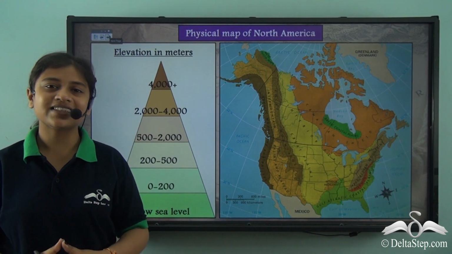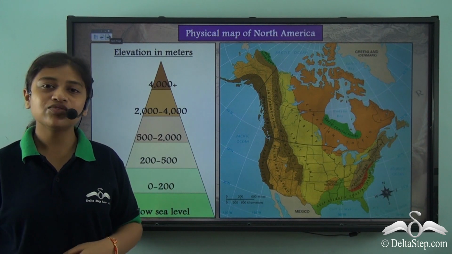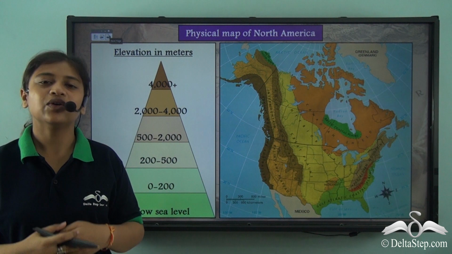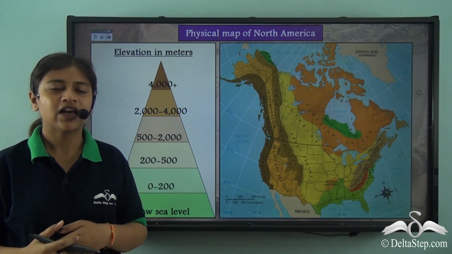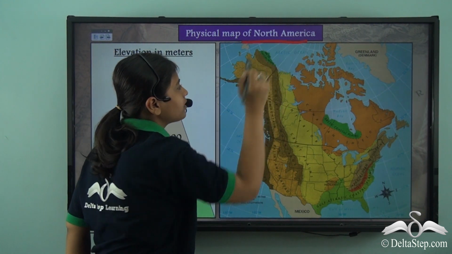In our previous lessons on North America, we learnt about the location, boundaries and political divisions of the continent. In this lesson, we will be learning about the physical divisions of the continent.